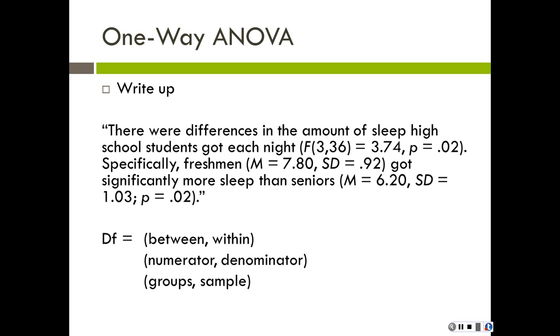So I would say there were differences in the amount of sleep high school students got each night, and now you're proving it. Here's my F value and the significance of the F value. And then I say specifically, freshmen with a mean of 7.80 and a standard deviation of this, freshmen got significantly more sleep than seniors. And here's their mean and their standard deviation. Alicia, I messed that up. That's supposed to be a standard deviation.